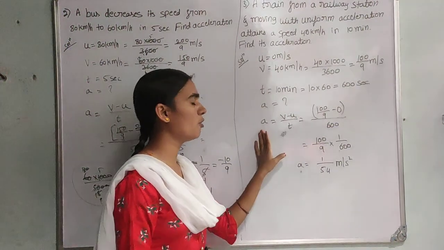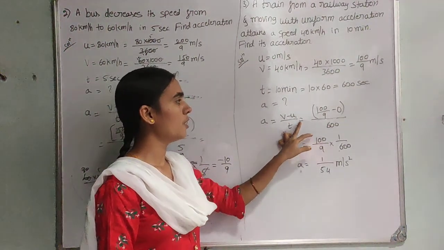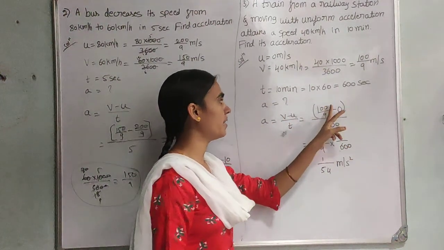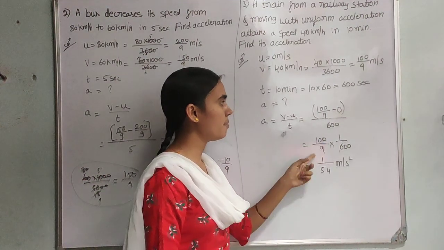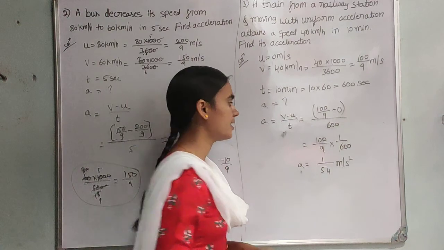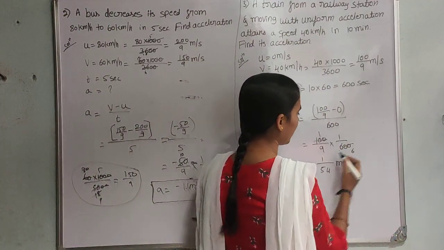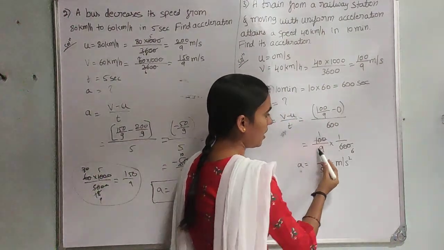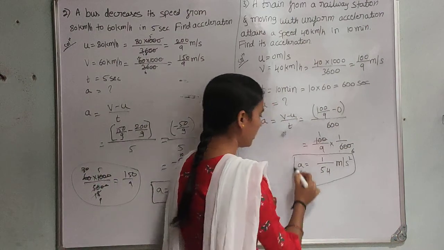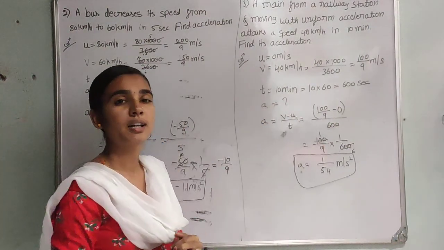So we know the formula of acceleration: a is equal to v minus u divided by t. The v value is 100 divided by 9 minus 0. So 100 by 9 minus 0 is 100 by 9, whole divided by 600, which can be written as 100 by 9 into 1 by 600. Then 1 into 1 is 1, 9 into 6 is 54. The train moves with an acceleration of 1 by 54 meter per second square.